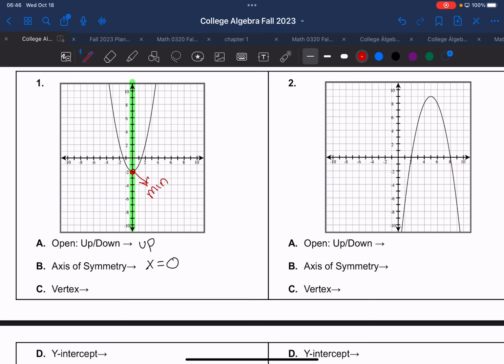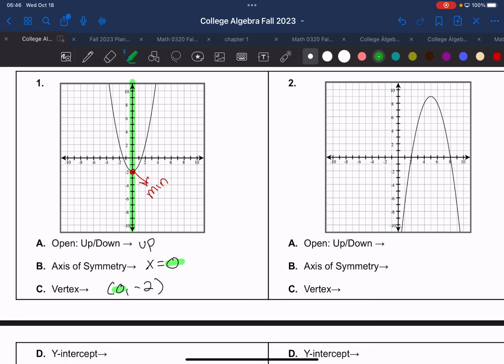Okay. And that point where it starts to turn is called the vertex. So what point did I label the minimum? 0, -2. So that is our vertex. Notice how the value of the axis of symmetry, which was 0, is the first value of the vertex. That's always going to be true.